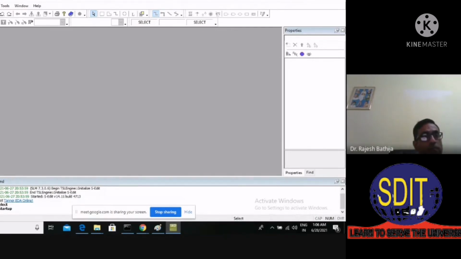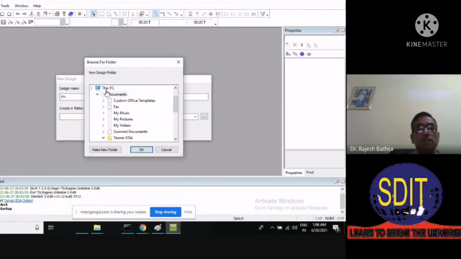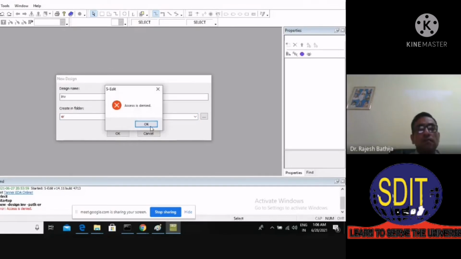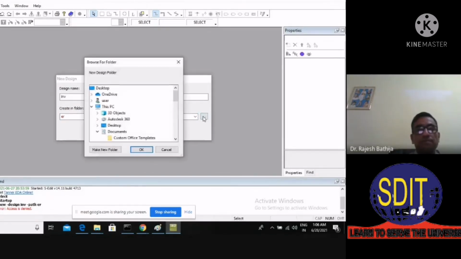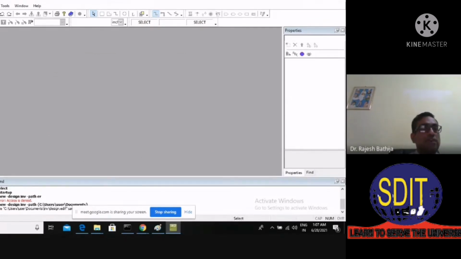So first we have to go to File, then New, and then New Design. The design name you can write as anything, right? Because we are generating an inverter, we write inverter and create a folder. So I am creating a folder on my desktop itself, and the name is ER. In Documents we can put it, okay. So here the INV is coming, right?